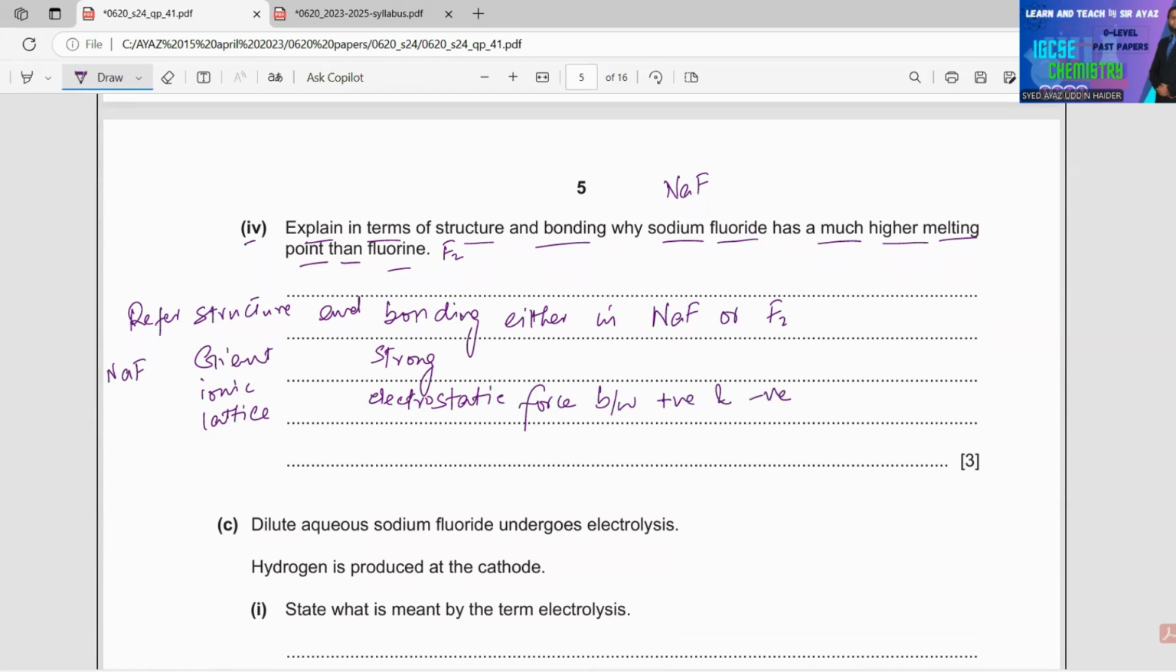You can either write this or the reverse argument. The reverse argument means you can write it for fluorine, which is F2. For F2, the structure must be simple molecule. So the bonding, weaker attraction. As you are saying stronger attraction for the NaF, there must be weaker attraction here.